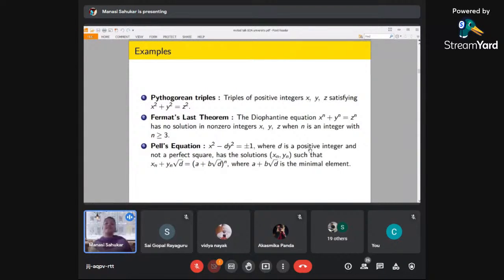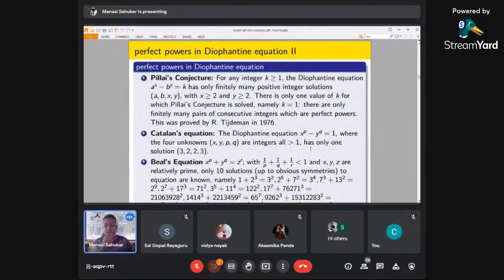But to generalize that, the Bill's given one more equation by taking different powers. Like in the first term we have taken p as the power, q as the second power, r as the third power. Does it have a solution or not? He has given one more condition: if 1/p plus 1/q plus 1/r must be less than 1, then only we can find exactly 10 solutions for that.